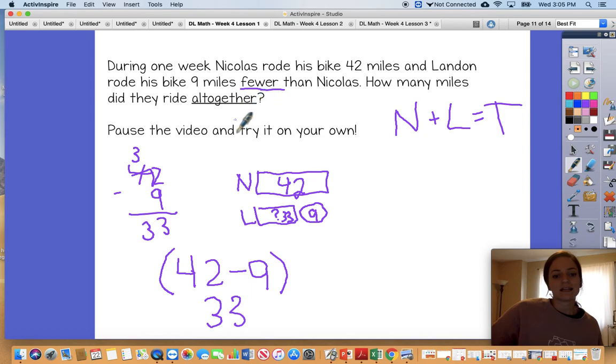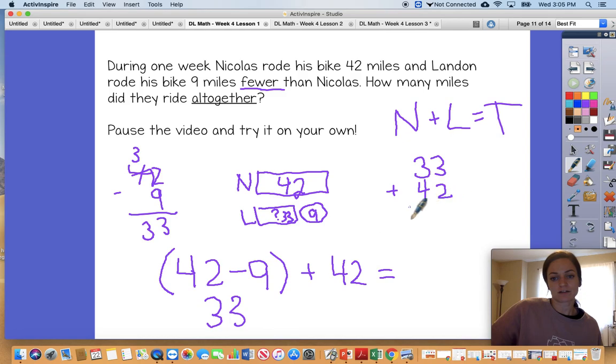Okay, now that I figured out how many Landon rode, now I got to do the second part of my equation. It says how many miles did they ride all together? So here's Landon. What do I need to do next? I need to add it to how many Nicholas did. Nicholas did 42. Okay, so the 33 Landon did plus the 42 Nicholas did will give me my total. Landon's 33 miles plus Nicholas's 42 miles.